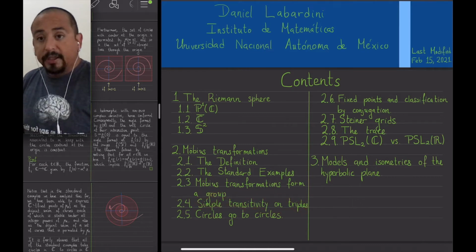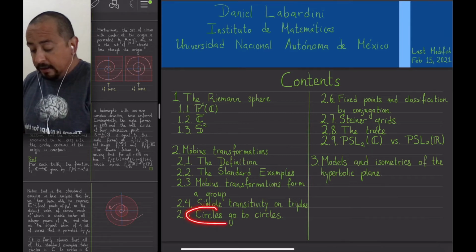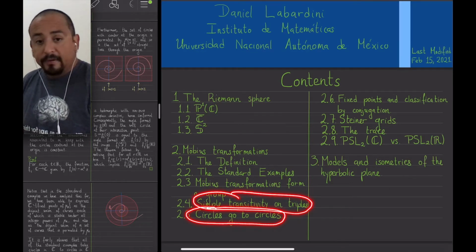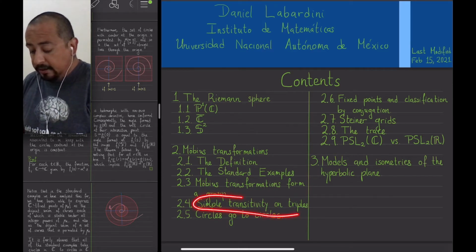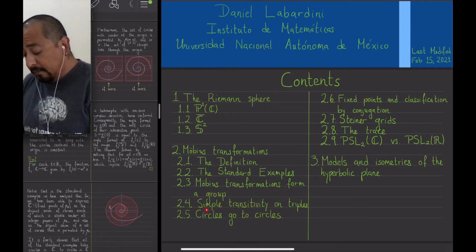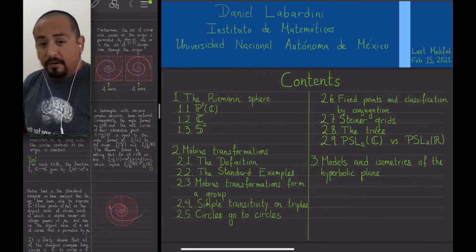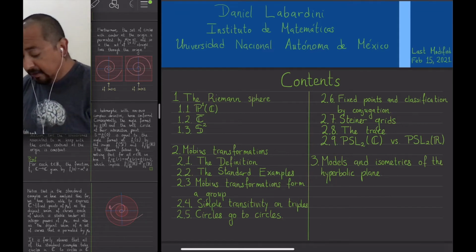And it's a fun game that I encourage you to play, to try and prove the fact that any Möbius transformation sends circles to circles using only the simple transitivity on triples. So it's a fun game to try to show that this implies this. Okay, and then from the fact that circles go to circles, we are going to show that also disks go to disks. Disks in C bar go to disks in C bar under any given Möbius transformation. And that will be today's class.